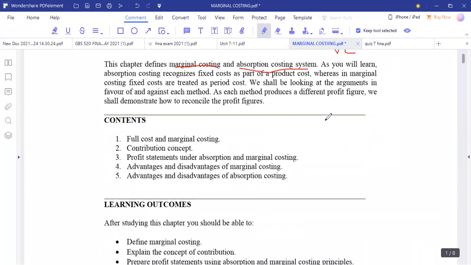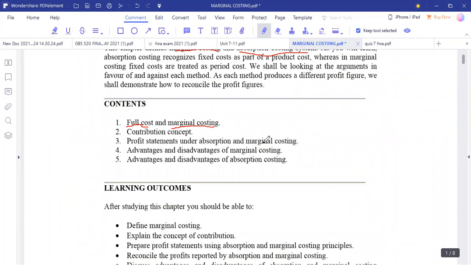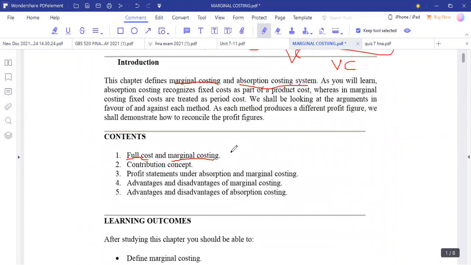Okay, so when we look at the full cost, it is under absorption costing, and marginal costing deals with only the variable costs. Under marginal costing, we only consider the variable cost of a product. The absorption is the full cost of a product. So in marginal costing, we consider contribution per unit, while in the full product cost, which is absorption costing, we consider the gross profit of a product.